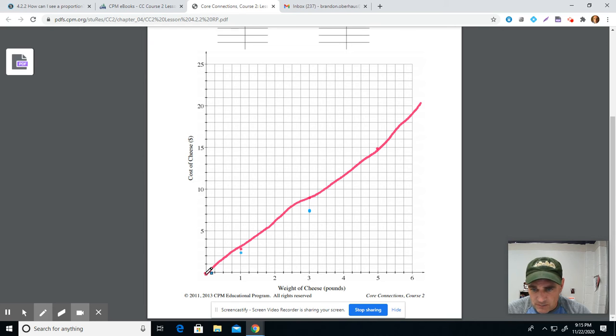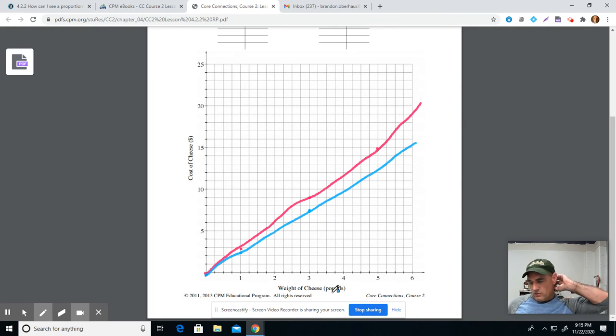0 pounds cost me $0. Notice how we have a nice straight line here. So once again, you're going to take your ruler, edge of a book, whatever you got, and you are going to draw a nice straight line through these 3. Actually, that's better than my red line.